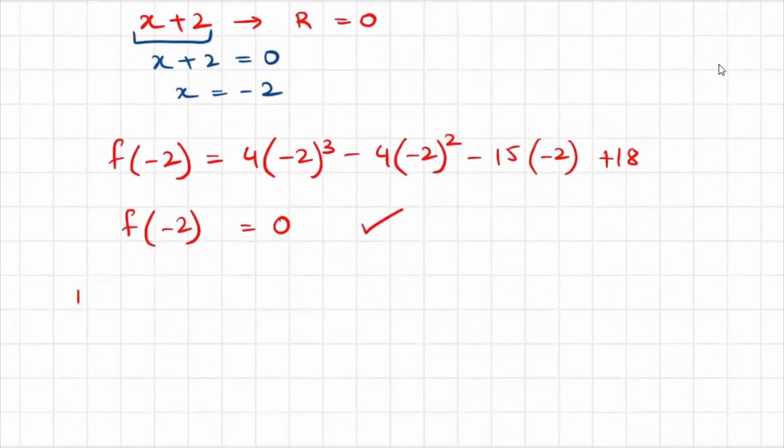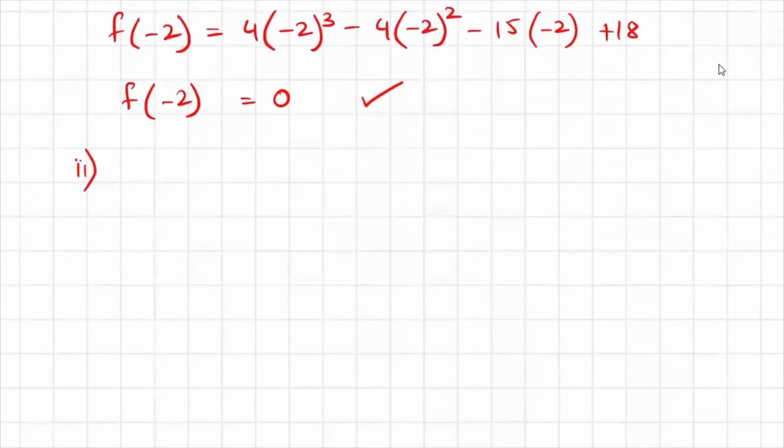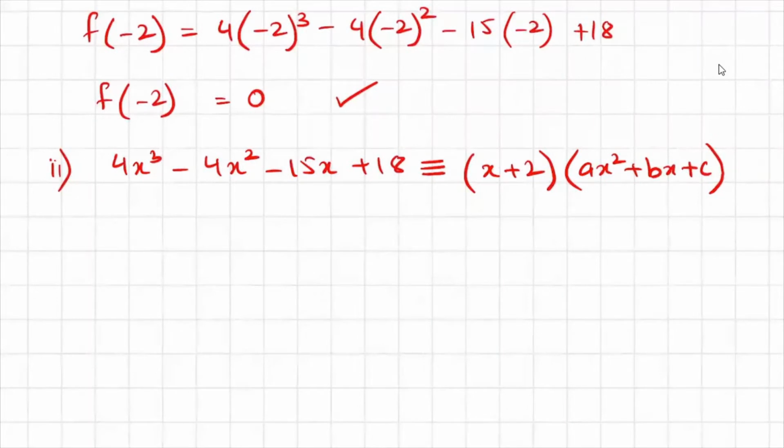Solving the equation means that you have to find the values of x. Now I'm going to write the equation, which is 4x cubed minus 4x squared minus 15x plus 18, and this is equal to x plus 2, which is the first factor. Now I have to find the second and the third factor, which means I write the expression ax squared plus bx plus c, which is a quadratic expression. I want to make things easier for you. That's why I'm teaching you this method that I'm doing right now.